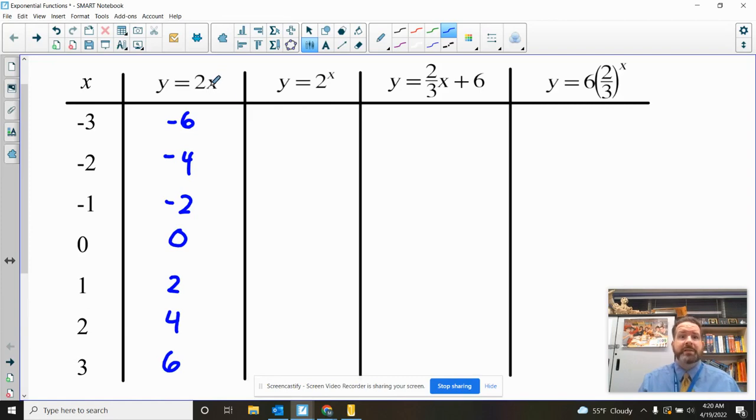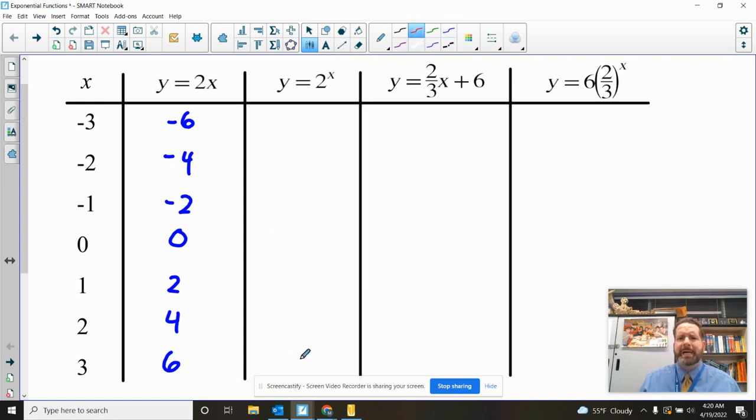Now next up, I want you to notice an important difference in how this second equation is written. Notice here, it's 2 times the x. That's multiplication. You've been multiplying numbers for a number of years. This is now 2 to the power of x. And this is just a little trickier to evaluate. So let's take a look at this whole column together.